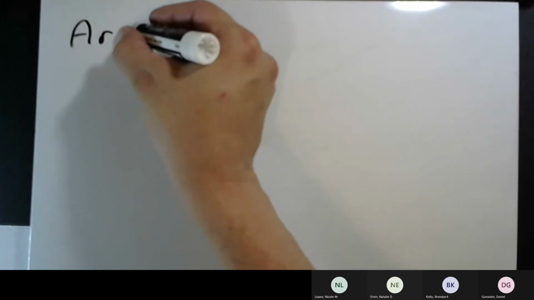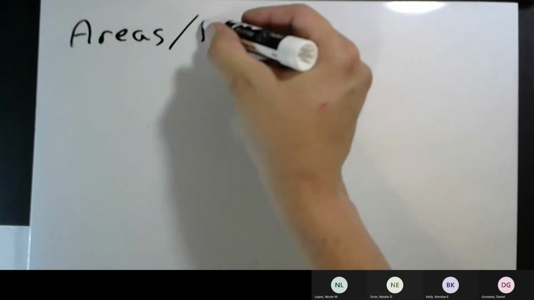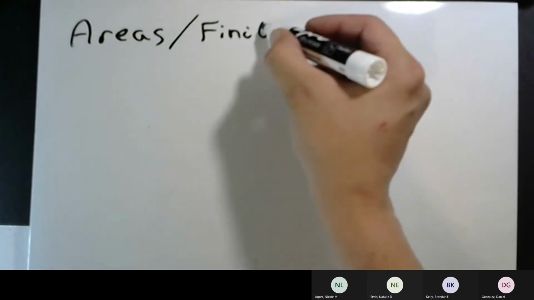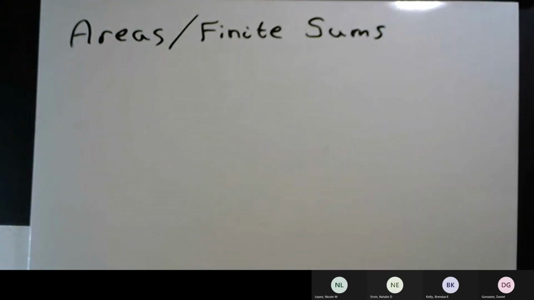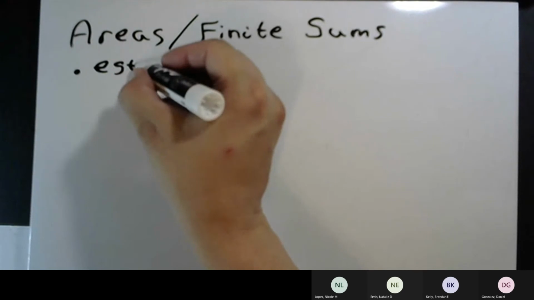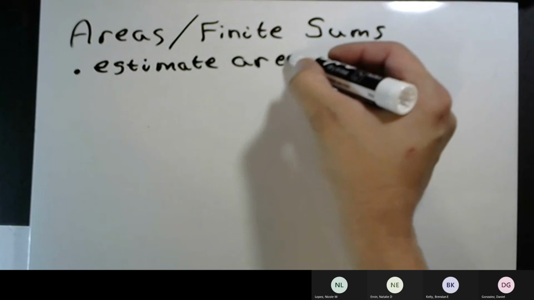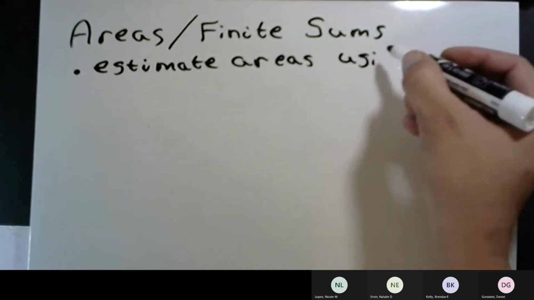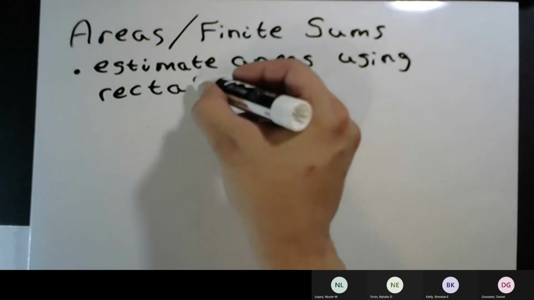Now it's time to get really into the core of things with these antiderivatives. We're going to start from a totally different angle. We're going to talk about areas and finite sums. What we're going to do is estimate areas using rectangles.